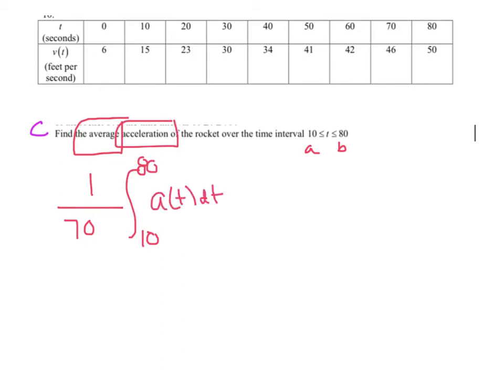Okay, now if I had a function to integrate, I'd be done, and I could actually integrate something, but I don't. I just have this table of values. So I'm going to apply my first fundamental. I'm going to say this is equal to, what do I get when I integrate acceleration? Well, I get velocity, of course. V of 80 minus v of 10, all over that b minus a out front, so all over 70.